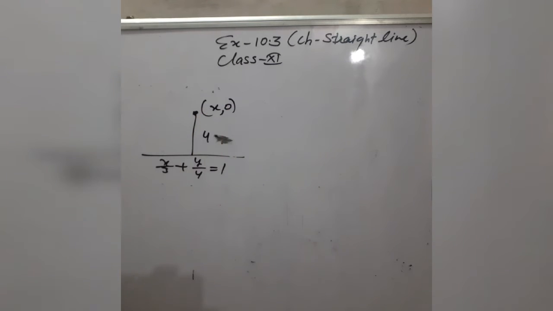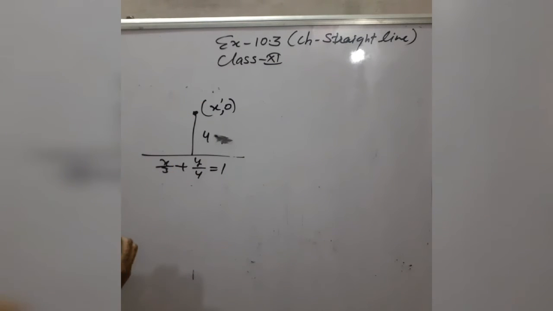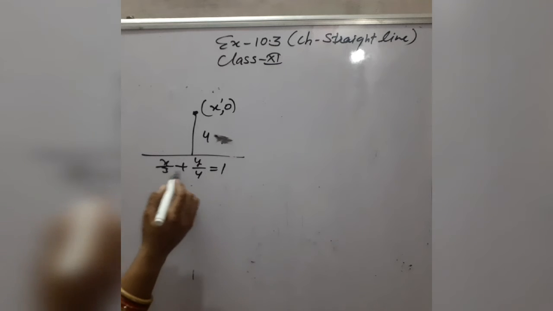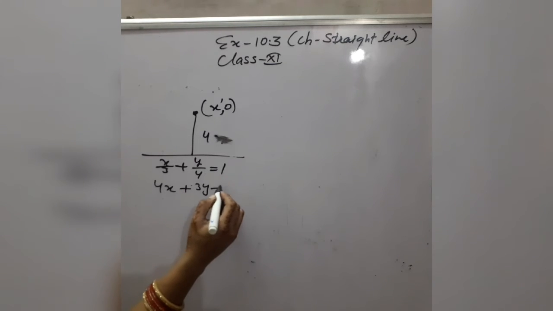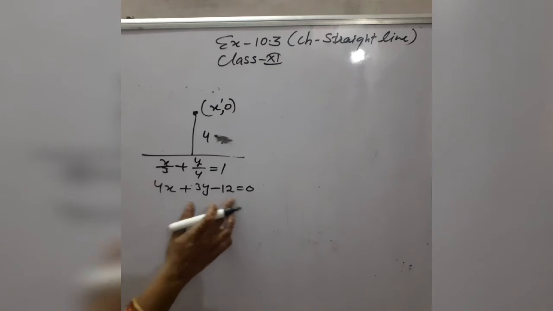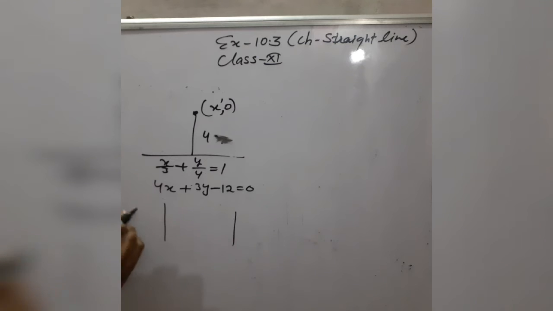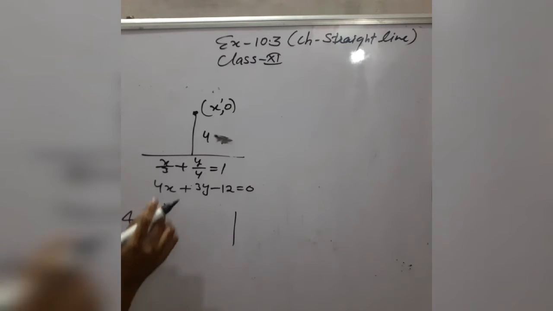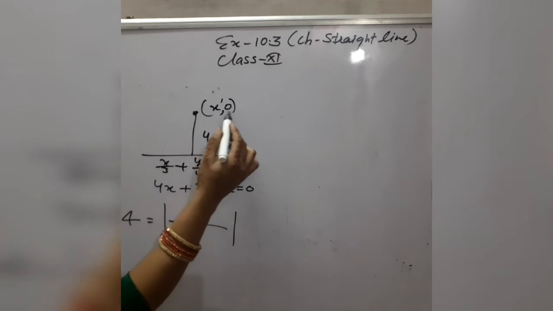So let us suppose the coordinates of this point are x dash comma 0. Now in this equation, when you take the LCM, it becomes 4x plus 3y is equal to 12, or it can be written as 4x plus 3y minus 12 equals to 0. This is the ax plus by plus c form. Now with the help of the distance formula, the distance 4 is given to you. In the given equation, in place of x and y, put these coordinates.